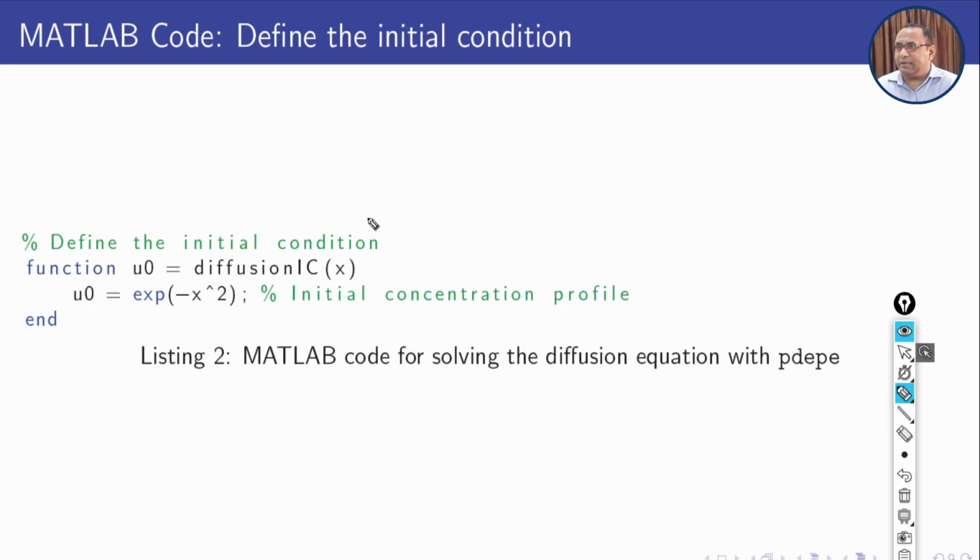Second, we have the initial condition. Here we need to define it. So this is the initial condition u naught. u naught means when t is equal to 0.